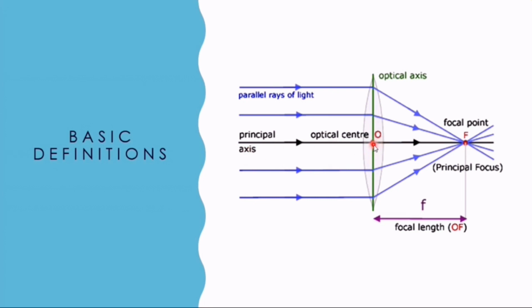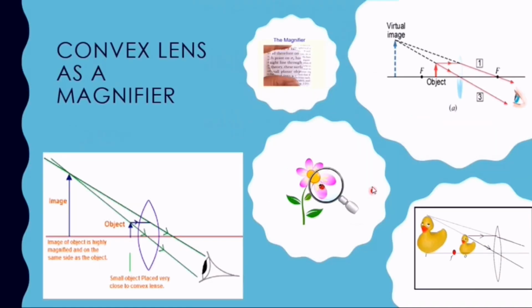Focal length is the horizontal distance between principal focus and optical center. Optical center is an imaginary point inside a lens through which a light ray is able to travel without being deviated. This vertical line is known as optical axis. The lens is considered to be so thin as to be represented by the axis of the lens known as optical axis. The convex lens as a magnifier.